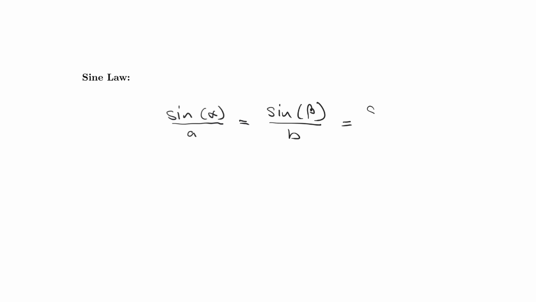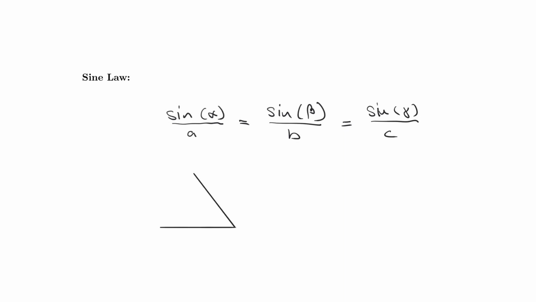Similarly, the sine law states nothing else than that the sine of alpha relative to side A is equal to the sine of beta relative to side B, which is equal to the sine of gamma, which is relative to side C. Some people write this upside down. It really doesn't matter. However, the same thing applies here. You need to know where A is relative to B and to alpha and to gamma and so on and so forth.